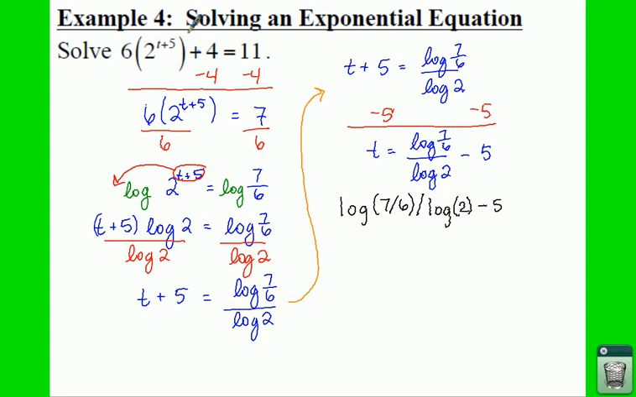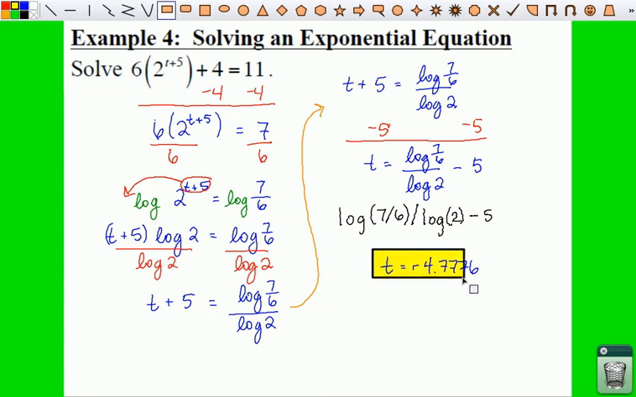So when you plug that in, it ends up giving you t is equal to another decimal here. You get negative 4.7776. And there is solving an exponential equation using a few more steps.